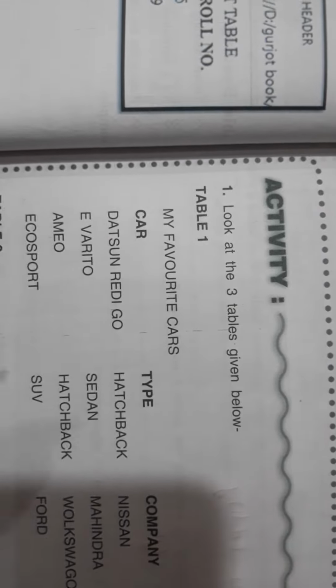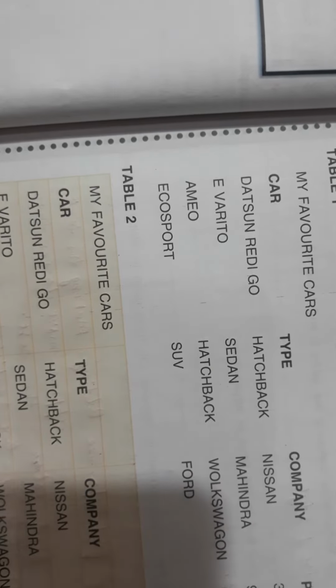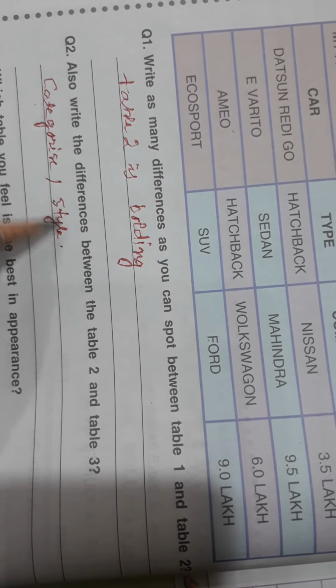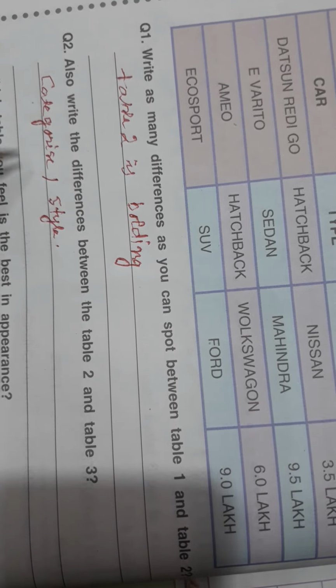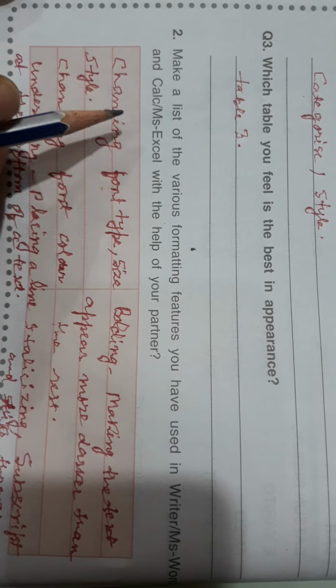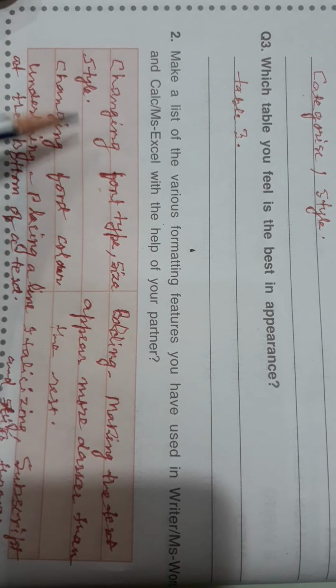Now activity here. Look at the three tables given below: table 1, table 2 and table 3. Write as many differences as you can spot between table 1 and table 2. Table 2 is bolding. Also write the differences between table 2 and table 3. Which table do you feel is the best in appearance? Table 3. Make a list of the various formatting features you have used in Writer, MS Word and Calc, MS Excel with the help of your partner.